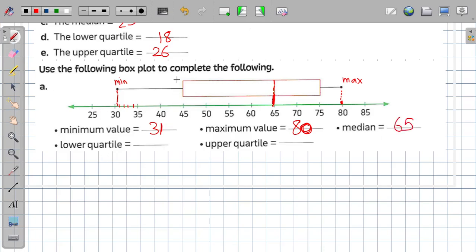Next, I have the lower quartile, Q1. I think it's 45. And Q3, I think here is 75, the third line here. So I think it's 75.